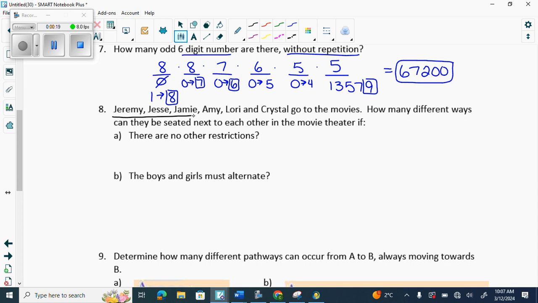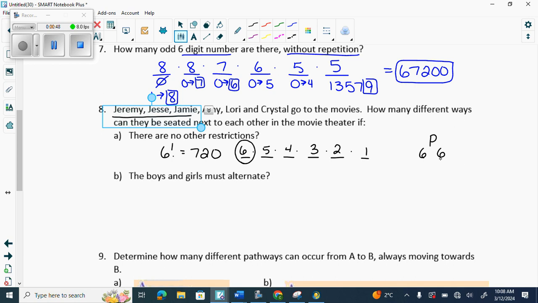So there are no restrictions. If there are no restrictions, we would use 6 factorial, which is 720, which is also 6 times 5 times 4 times 3 times 2 times 1, which is also the same as 6P6. The first 6 represents the actual first number we start with. We have to go down by 1 each, and the next one represents the number of blanks, remember? So 6P6, same answer.